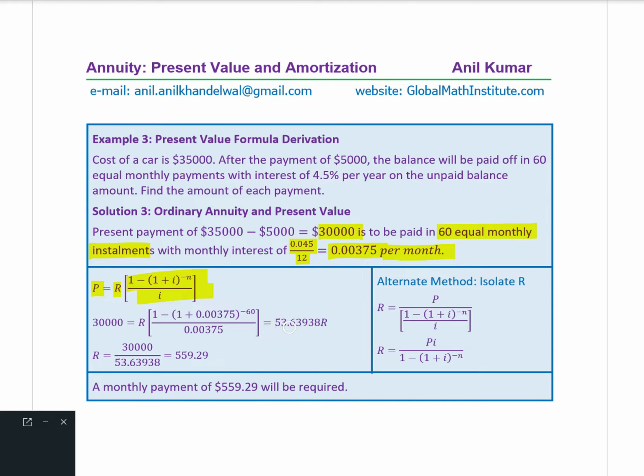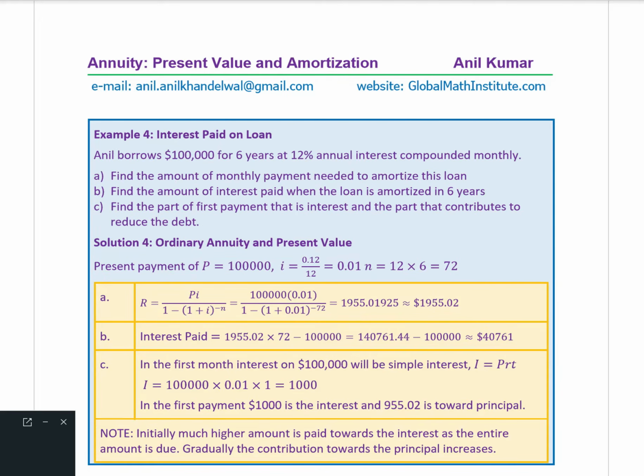Substituting these values, we get, calculating the central portion, 53.639 R. So R is 30,000 divided by 53.639, which gives us the value of 559.29. So the monthly payment of 559.29 dollars will be required, right? Now an alternate method, of course, will be, you can rearrange the formula, and once you rearrange, you substitute the values.